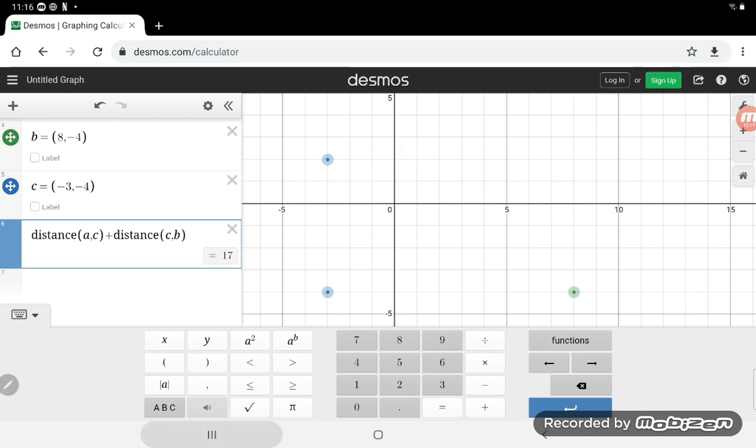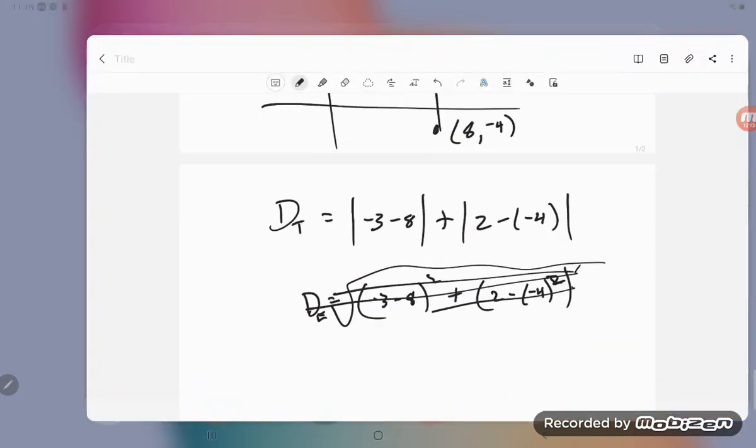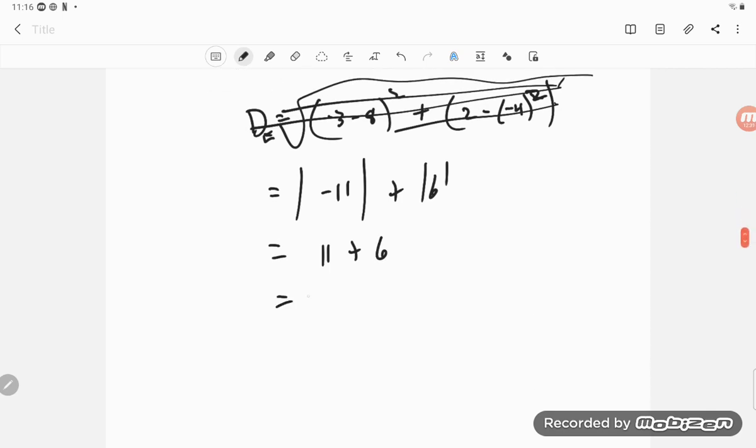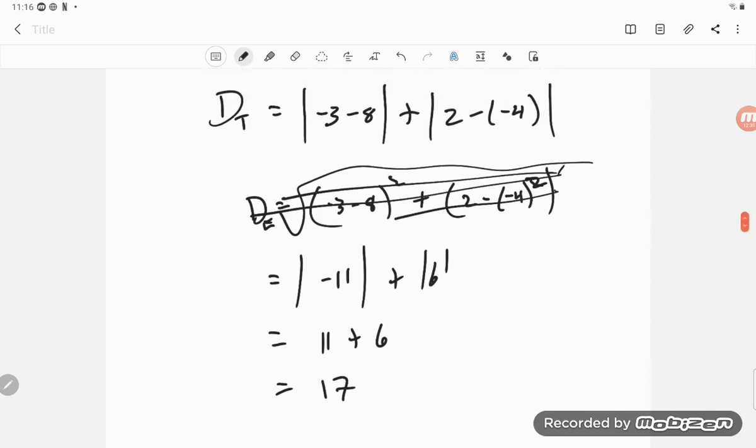Okay, and I think that probably does it. Here I'm just going to go through the calculation. I get a -11 in absolute value, and I get a 6 in absolute value. Absolute value of -11 is 11, plus absolute value of 6 is 6. And so indeed, I see I get 17 for this.